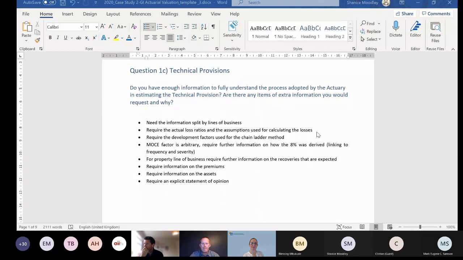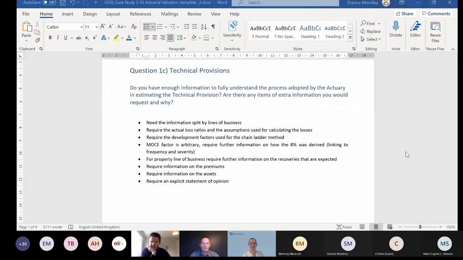In the report, it just states that the MOCHI is set at 8%. There is no justification, explanation or basis upon which this 8% has been derived. So we would want to know the idea, the reasoning, and the support behind the 8% so that we can check its validity and reasonability and also compare with the information that is provided.